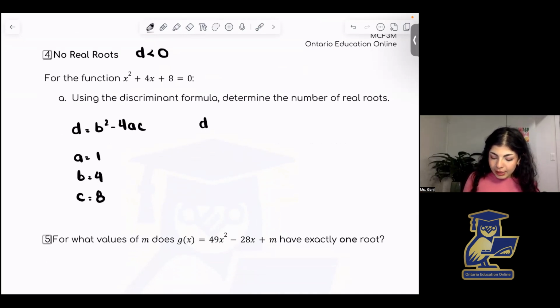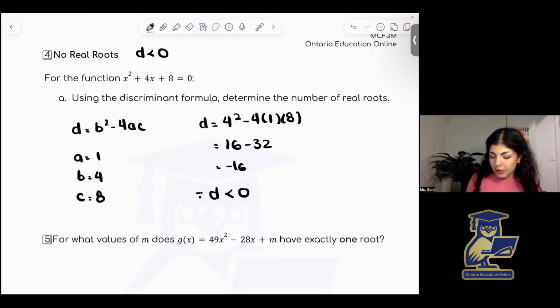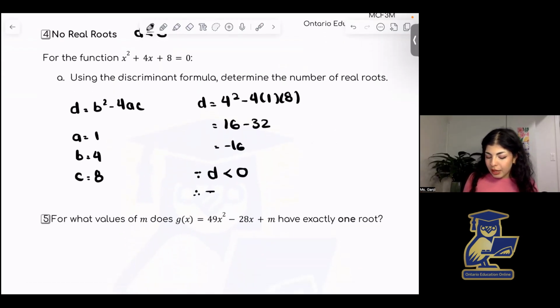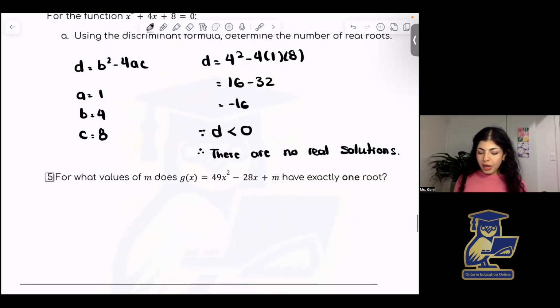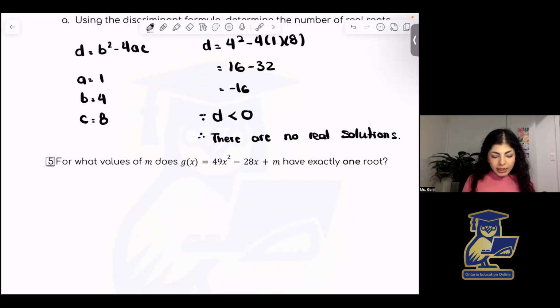So then D, we have 4 squared minus 4AC. And so this is 16 minus 32, so negative 16, and here we would write that because D is less than 0, therefore, I didn't define the function for you, you would just say there are no real solutions. No real solutions.